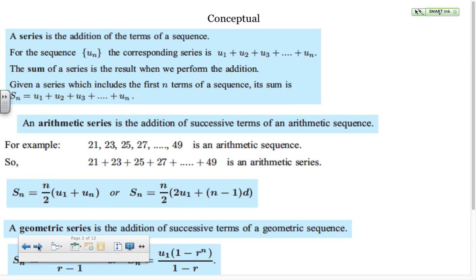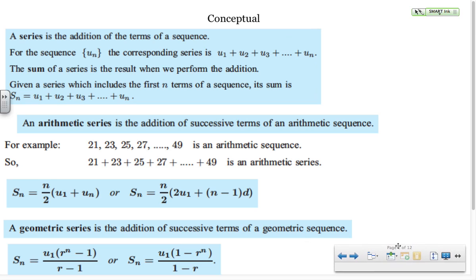Remember, the conceptual stuff does not have to be written down. I hope by now, in the last lesson, we've already had one notebook quiz. You have a feel for what needs to be done and what doesn't. So we're using the black book for series because the purple book really didn't have a good lesson on it.